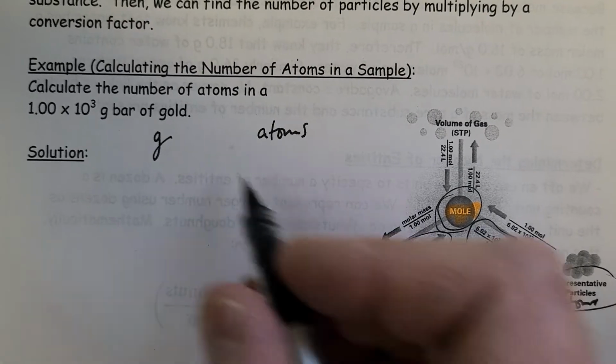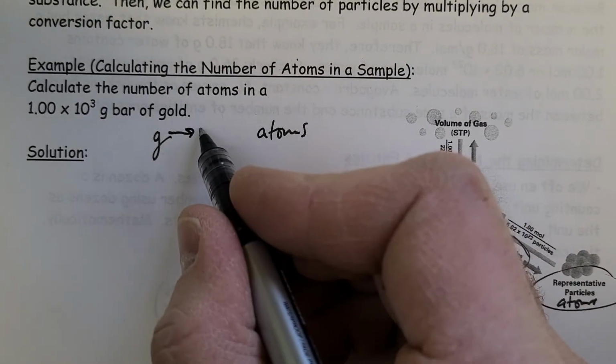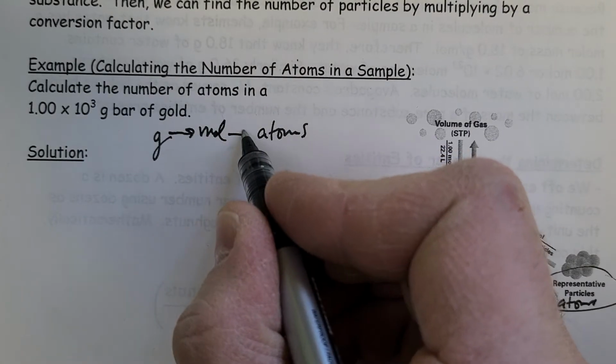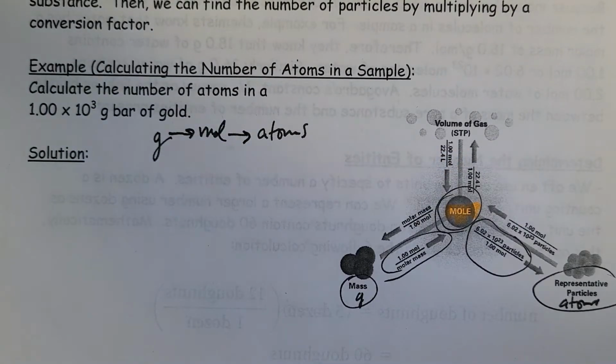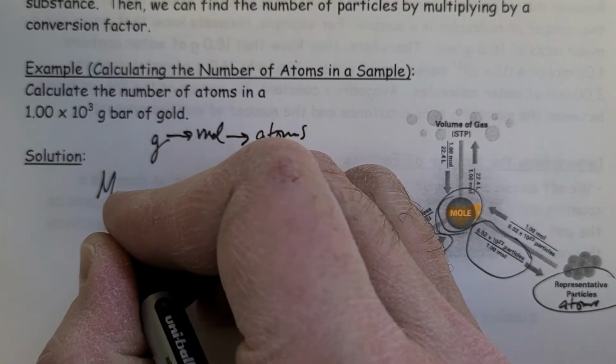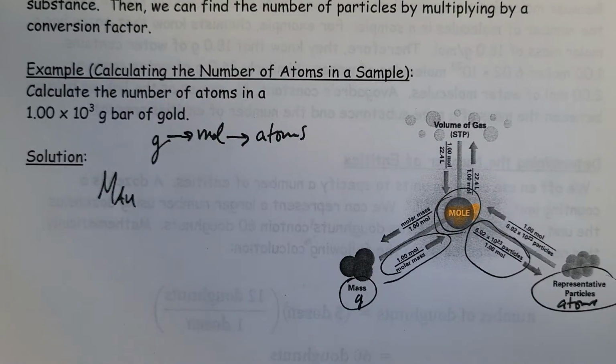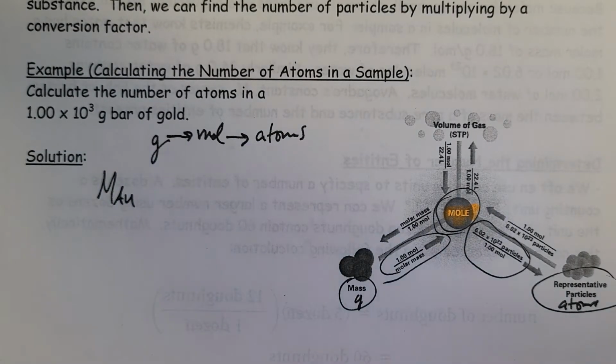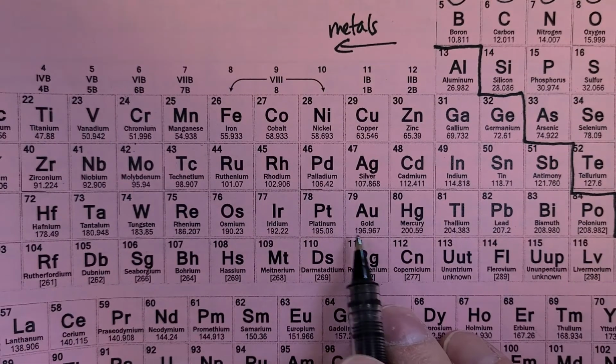So of course, yes, we need to know the molar mass, because we're going from grams to moles, and then from there into atoms. So we need to find the molar mass of gold if we check that out on the periodic table. So there it is right there, Au, 196.97.